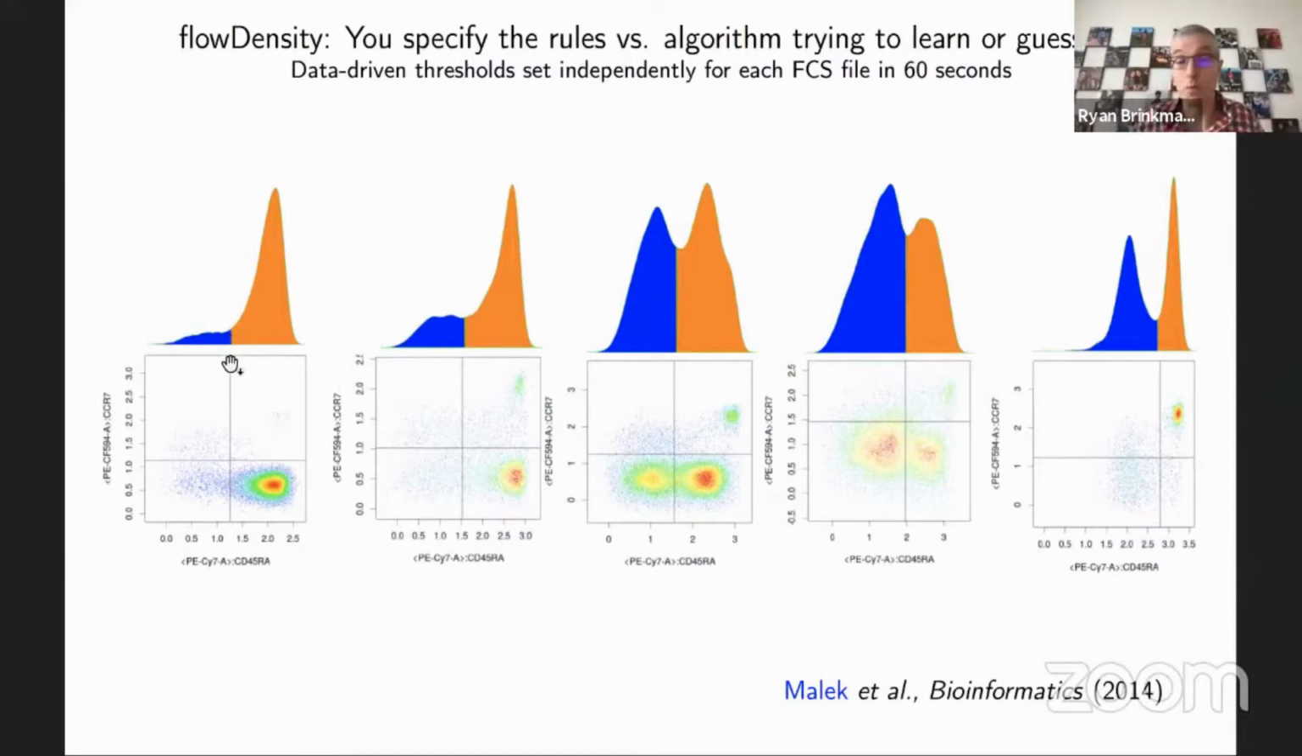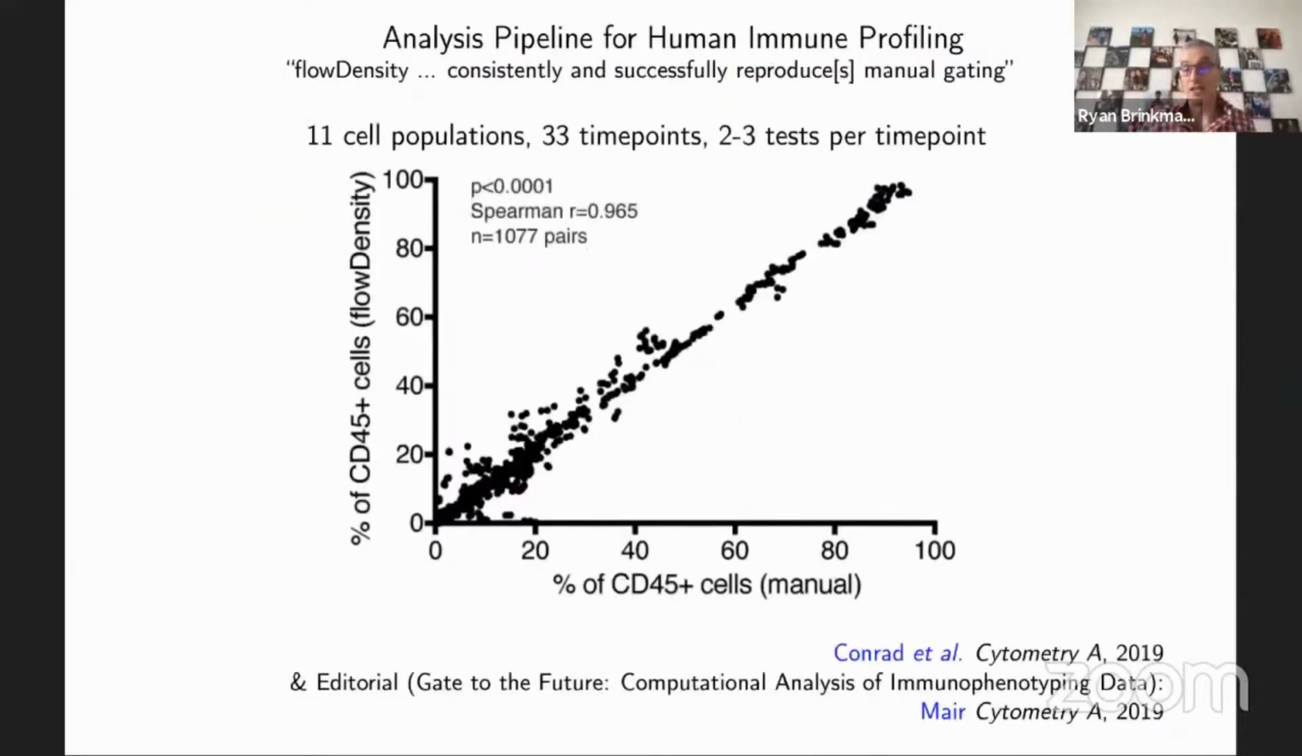We have a toolbox of different rules that we can use. There has never been a population that we have not been able to gate. I don't think there ever will not be. And it works fast. We can gate each file in about 60 seconds. And then we look at the performance of manual analysis shown here versus flow density on the other side.